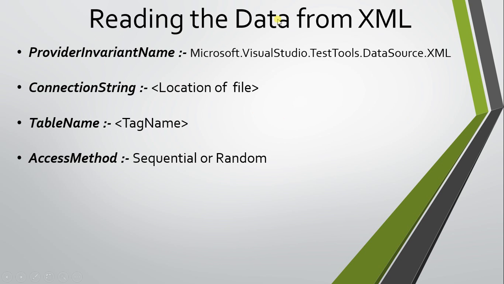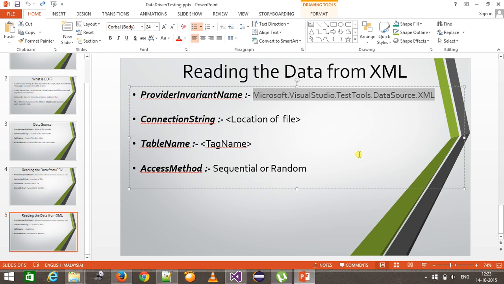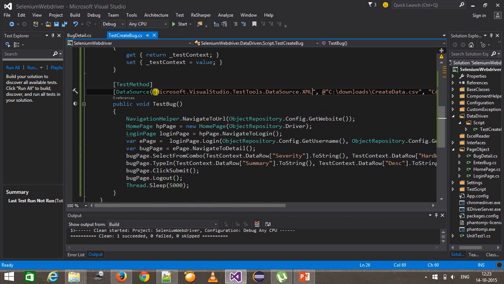So this will be the provider for reading the data from the XML file. The connection string will be the location of the XML file. The table name in this case will be the name of the tag which contains the data. And the access method can be either sequential or random. So this is the provider name I need to specify in our script.